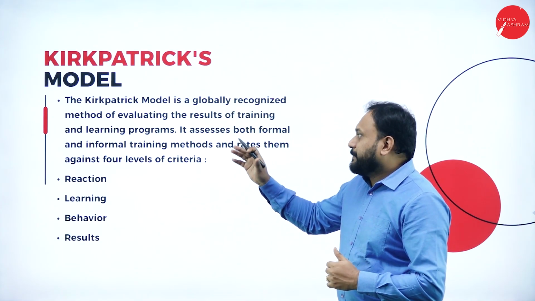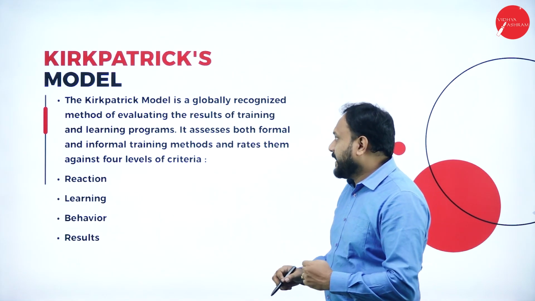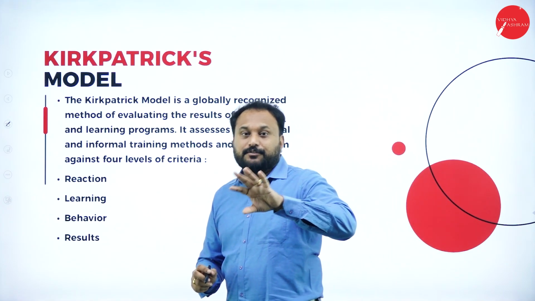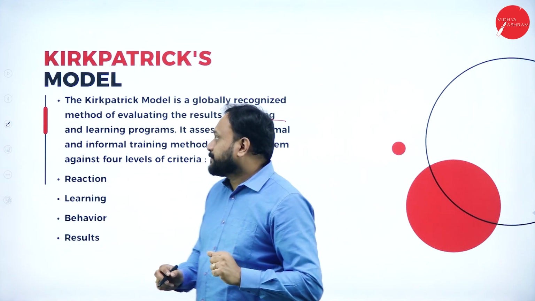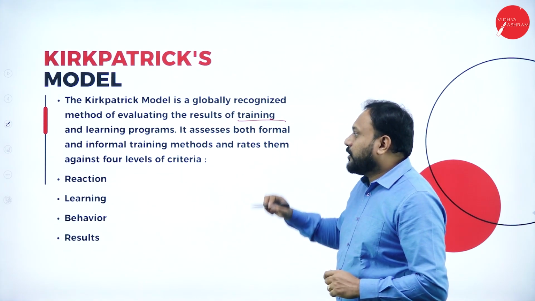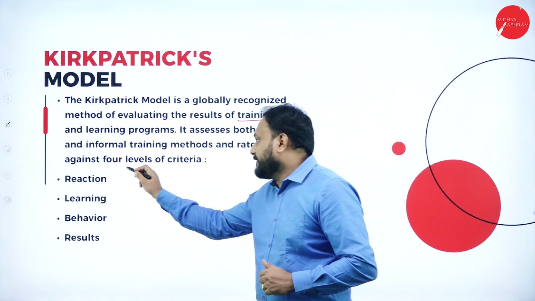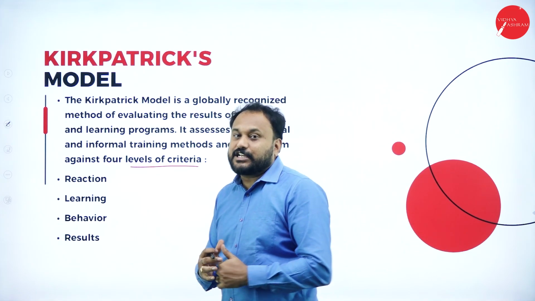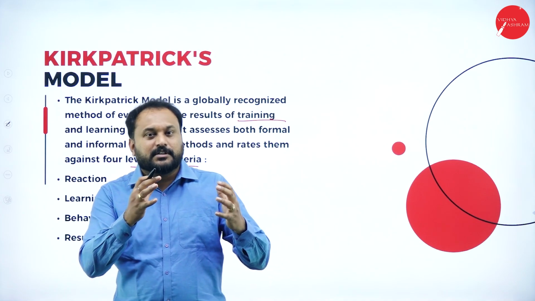The Kirkpatrick model is a globally recognized method of evaluating the result of training and learning programs. It can be both formal as well as informal training. You can measure it. It assesses both formal and informal training methods and rates them against four levels of criteria. The first level is called reaction. How was the reaction of the crowd who went for the training?